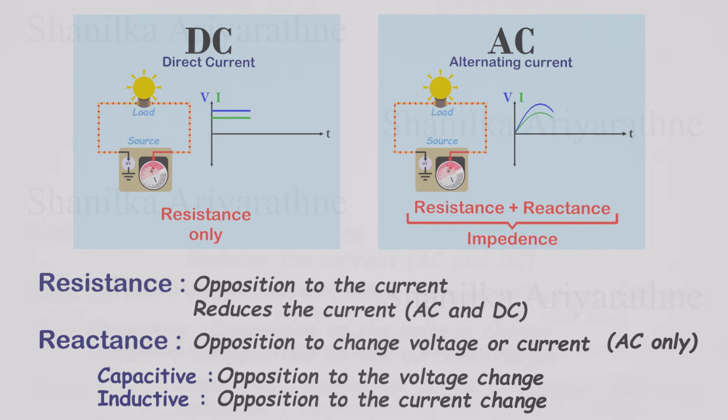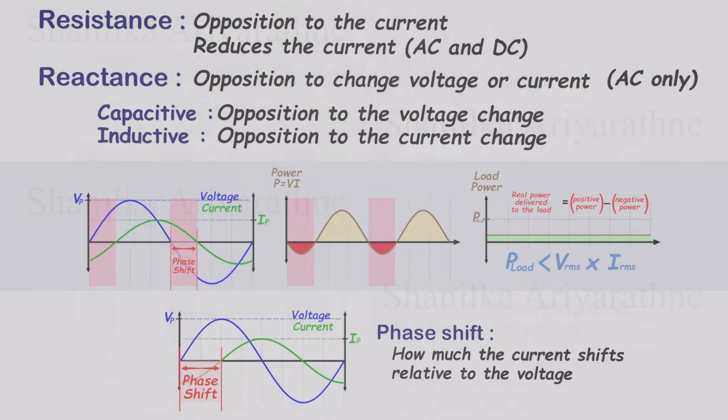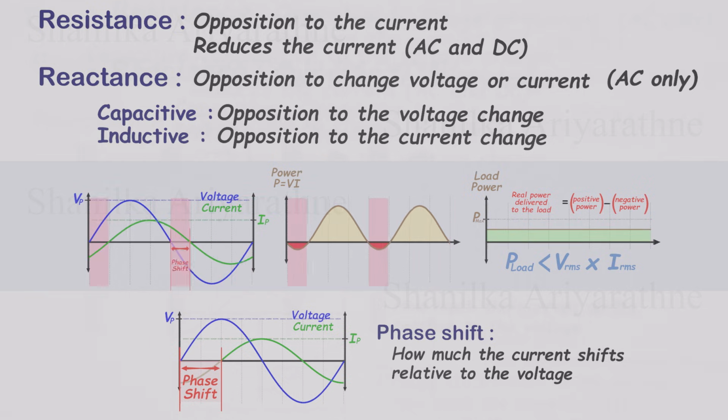Together, resistance and reactance form impedance, the total opposition to current in an AC circuit, affecting both the amount of current and its timing relative to the voltage. Because of reactance, capacitors and inductors can shift the timing between voltage and current. This timing difference is called phase shift, and it changes how power flows in the circuit.